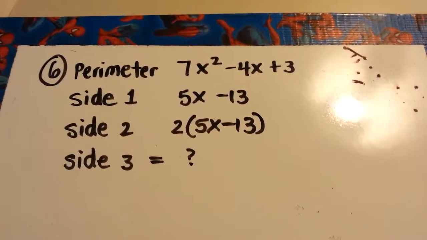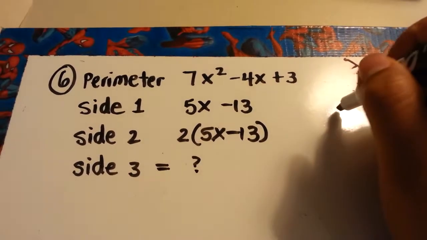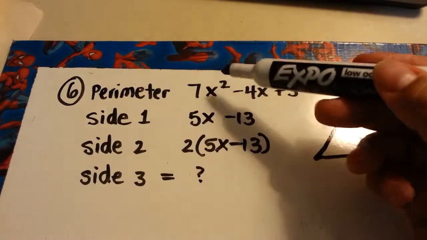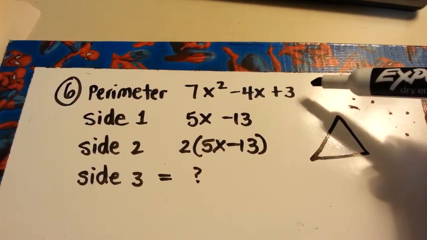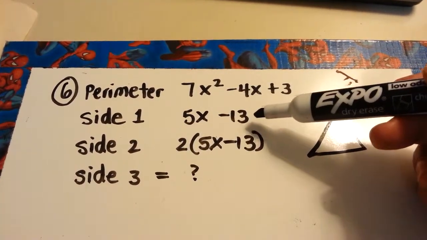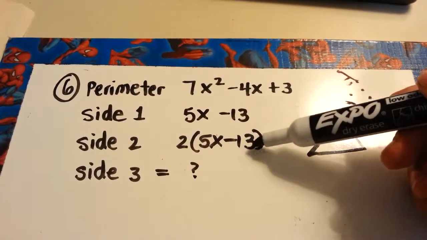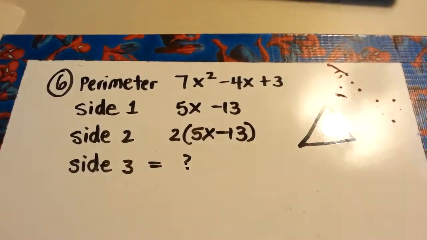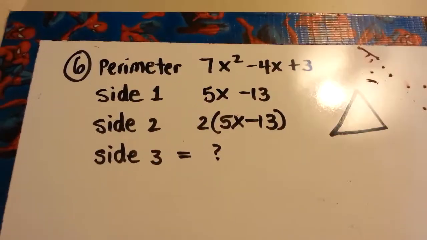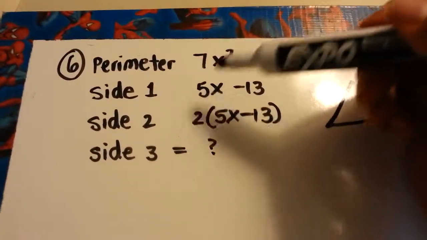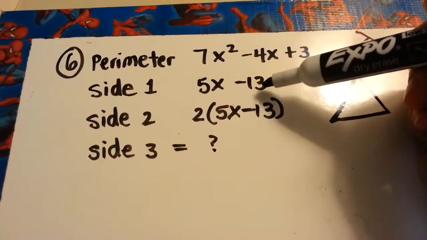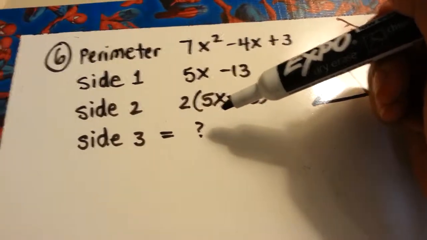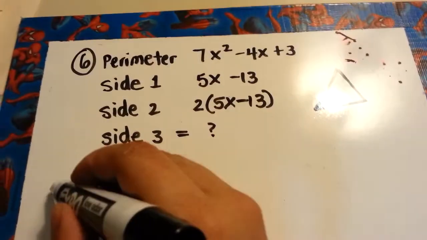Alright, question number 6 says that the perimeter of a triangular track, so it's got 3 sides, is this. Side 1 is 5x minus 13. Side 2 is twice that measurement, that's why I'm multiplying by 2. And we want to know what side 3 is. Alright, so how do we find the missing side? Well, this is the total. So what we're going to do is subtract side 1, then subtract side 2, and we're going to be left over with side 3.